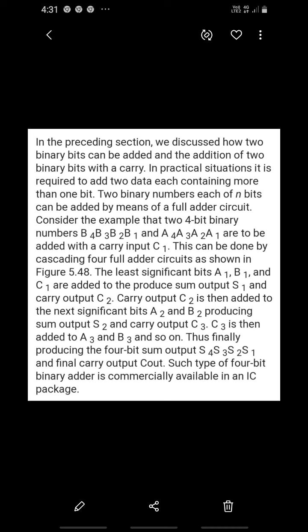Consider the example that two 4-bit binary numbers B4, B3, B2, B1 and A4, A3, A2, A1 are to be added with a carry input C1. This can be done by cascading 4 full adder circuits as shown in the previous circuit diagram.